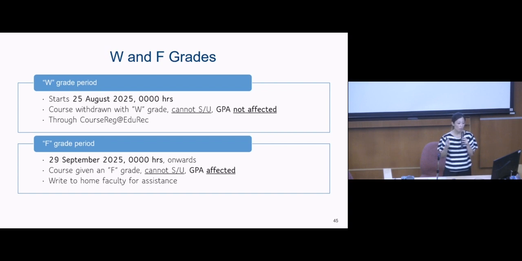If you drop a course during the F grade period, which starts on 29 September, this is week 7 after your recess week, you will see an F grade on your transcript. You cannot SU this course, and your GPA will be affected. So please keep this in mind. If for whatever reason you couldn't drop the course earlier, please write to your home faculty for assistance.